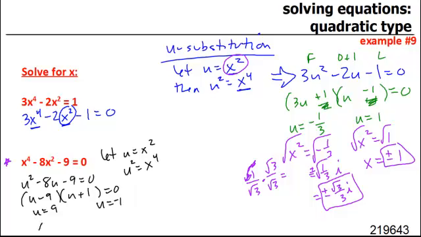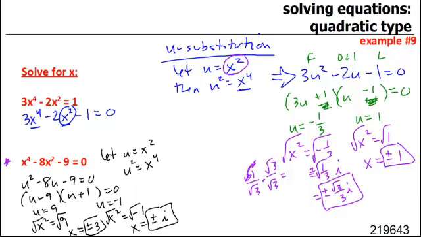And my u is x squared. So x squared equals 9, or x squared equals negative 1. Extract my square root. Give me x is equal to plus or minus root 9, or 3. And here, extract my square root, gives me x is equal to plus or minus i. And so I have my 4 solutions for that problem.